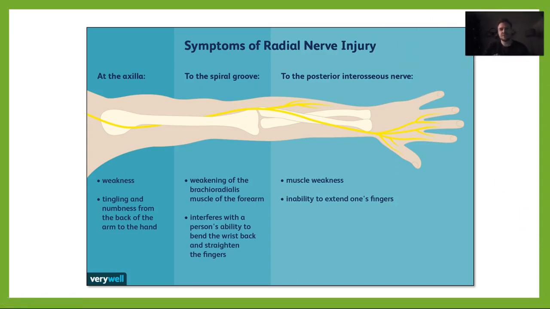Here's that picture I was telling you about that is a good schematic. So this is at the axilla. If you have radial nerve injury at this area, then everything down the chain is going to be affected. So you have weakness and you're going to have sensory changes, right? Same thing goes when it's in the spiral groove of the humerus. Everything down the chain is going to be either weak or have sensory changes.